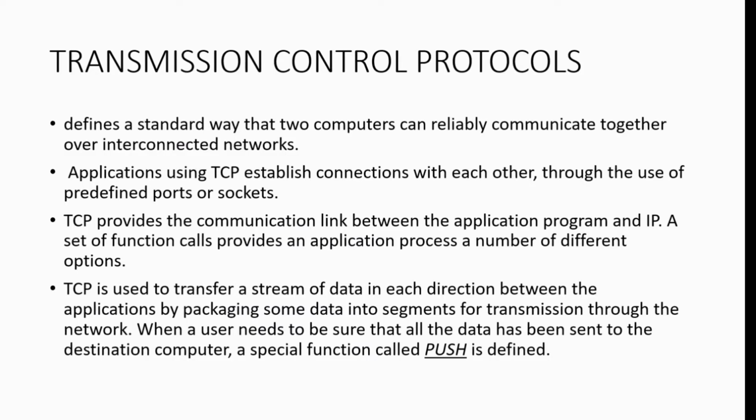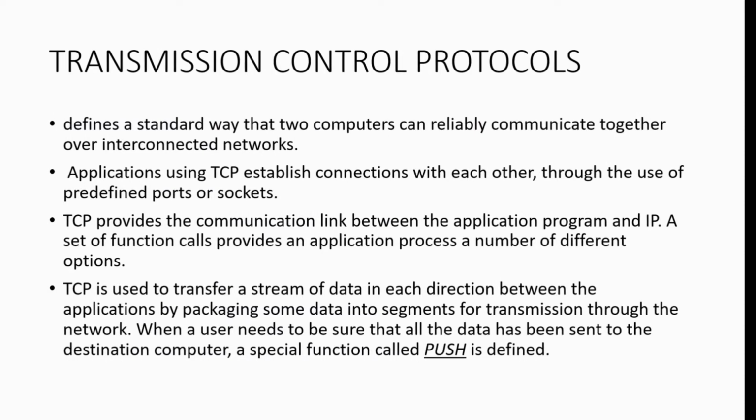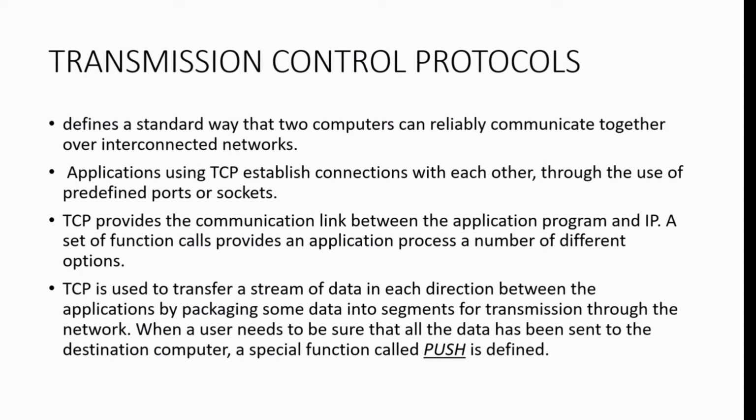So, the Transmission Control Protocol defines a standard way that two computers can reliably communicate together over interconnected networks. Applications using TCP establish connection with each other through the use of predefined ports or sockets. TCP provides the communication link between the application program and IP. A set of function calls provide an application process a number of different options.